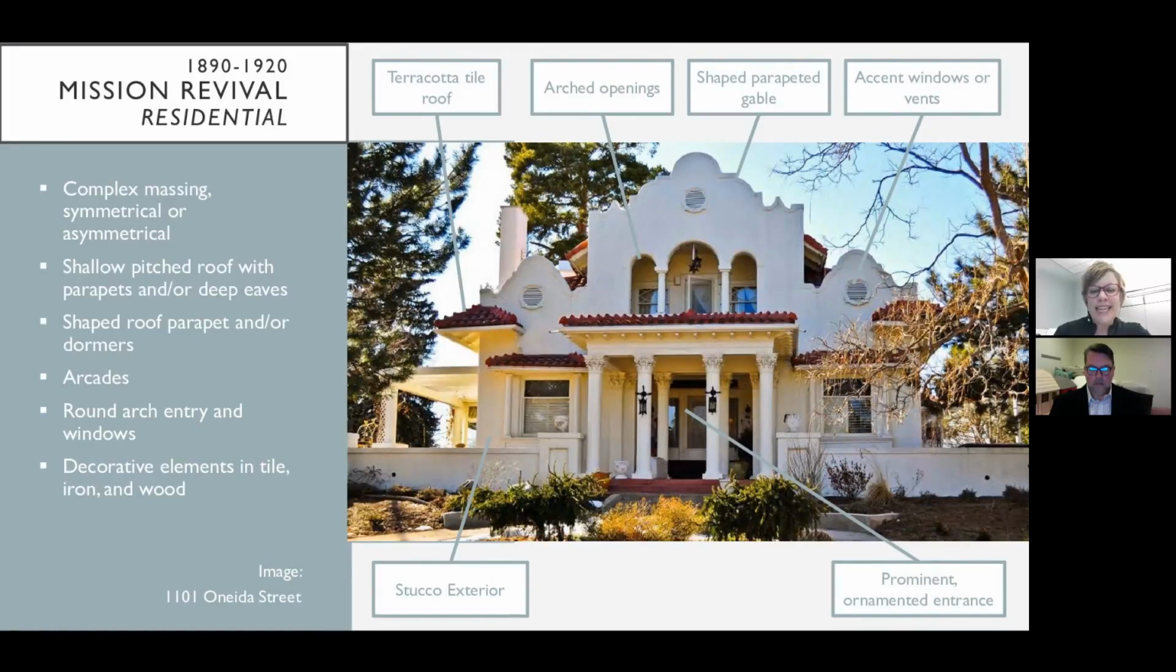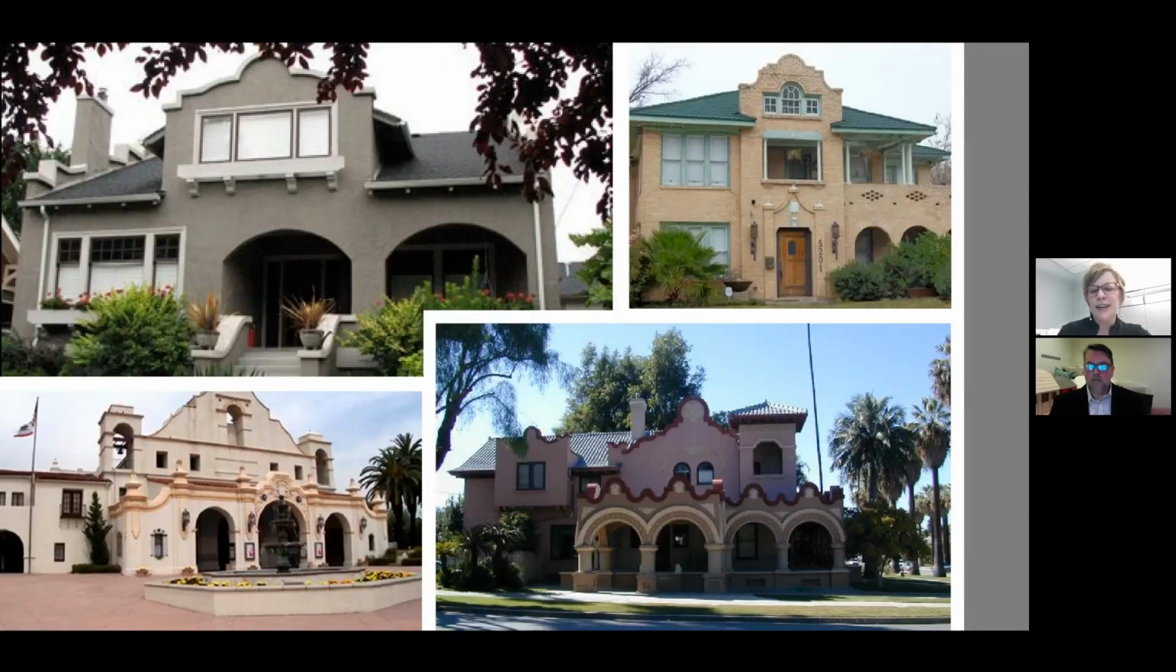So really the key thing to look for when you're trying to identify Mission Revival is the use of the shaped parapet. That's the really key feature that can help you identify Mission Revival. You're also looking for smooth wall surfaces, often the use of tile roofing, arcades, and arches as well. And you can see here a wide variety, from more elaborate Mission Revival to some pretty simple Mission Revival that have that simple shaped parapet, but not a lot of other detailing.